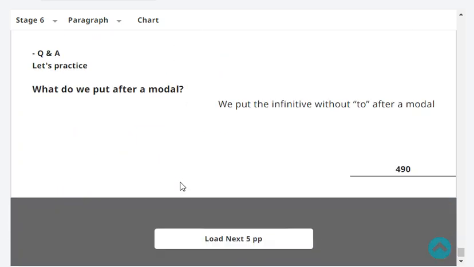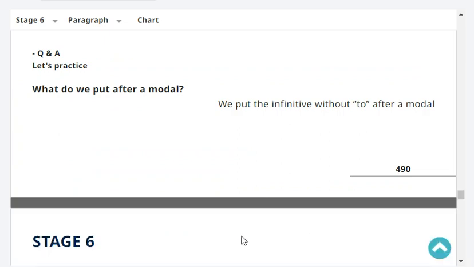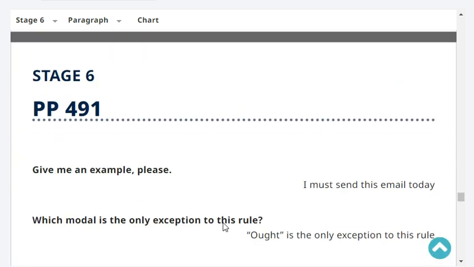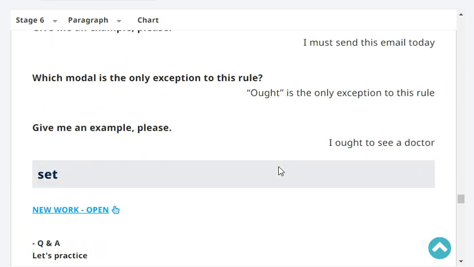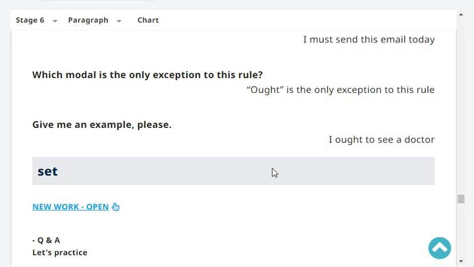Okay, let's practice. What do we put after a modal? We put the infinitive without to after a modal. Give me an example, please. I must send this email today. Which modal is the only exception to this rule? Ought is the only exception to this rule. Give me an example, please. I ought to see a doctor. Very good.